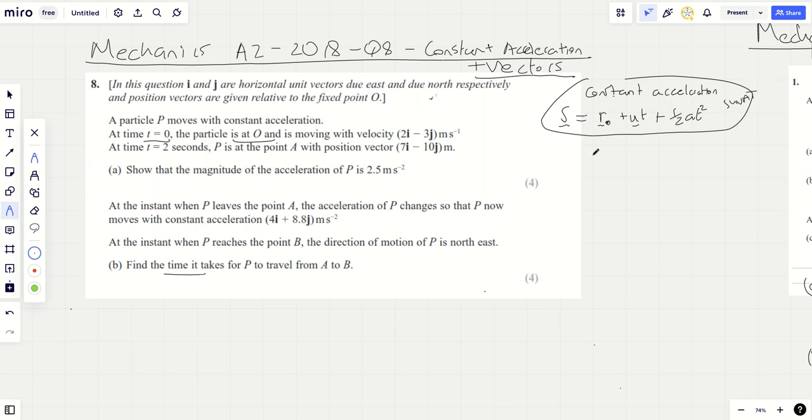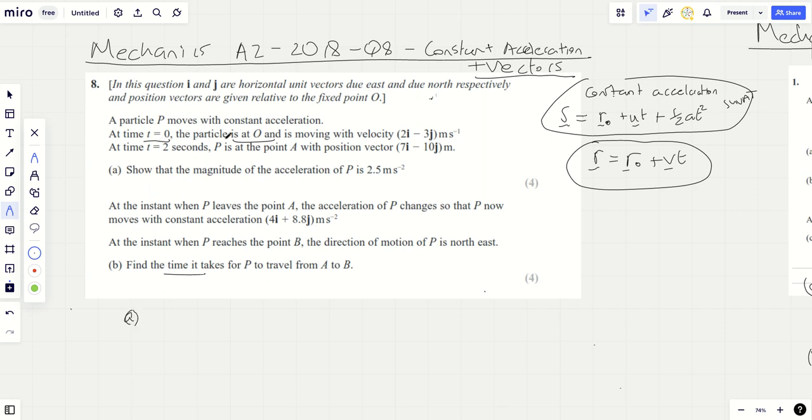And if it's constant velocity, use r equals r0 plus vt. That's what I advise my classes to do when they've got a vectors question in mechanics which isn't about forces or something, in which case F equals ma. But really the whole of mechanics is about vectors. They just disguise it well. But okay, let's do it.